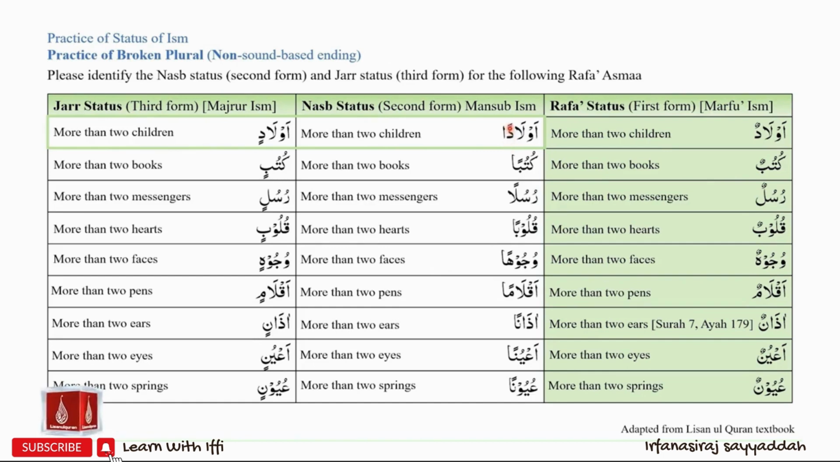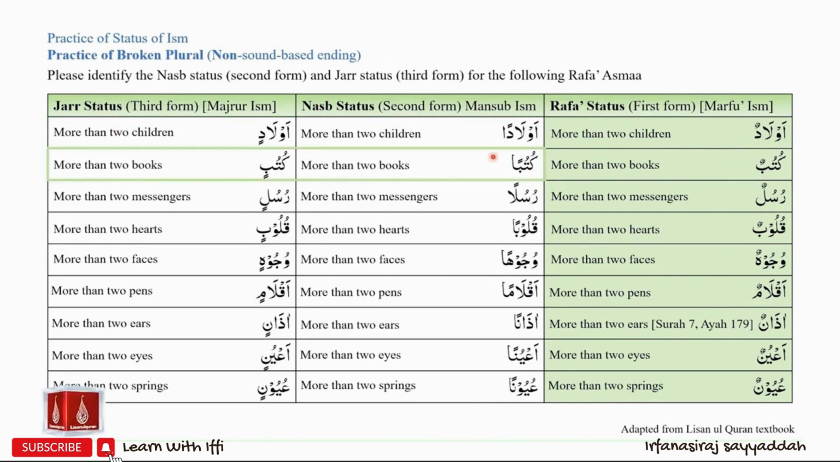Please note that we do not have to add an alif if the ism ends with a gol ta or if alif and hamza come together at the end of the ism. That is not the case with awladan, so we have to add an alif. And awladin has double zair at the end of the ism. Awladun represents Rafa status, awladan represents Nasab status. Awladin represents Jarr status.